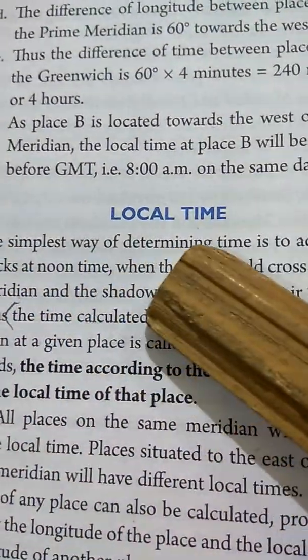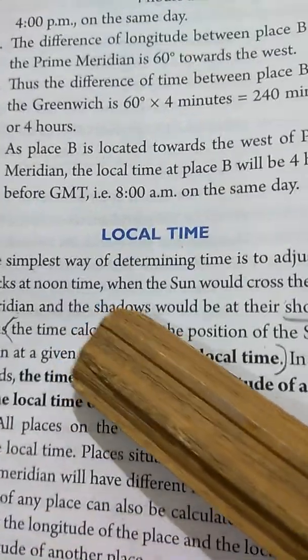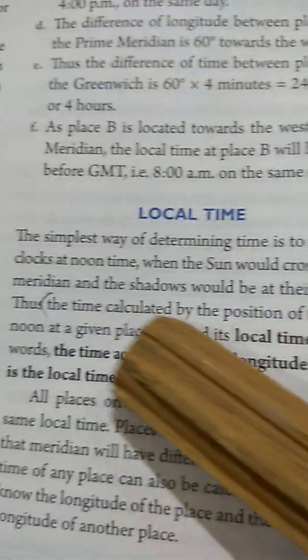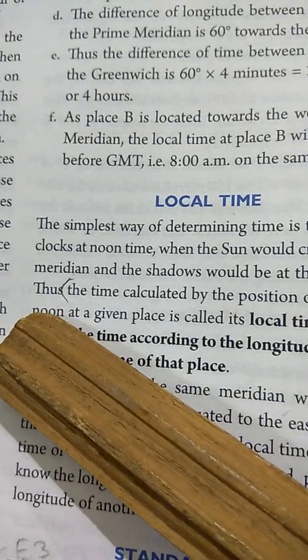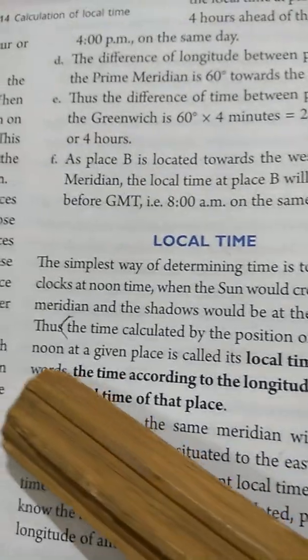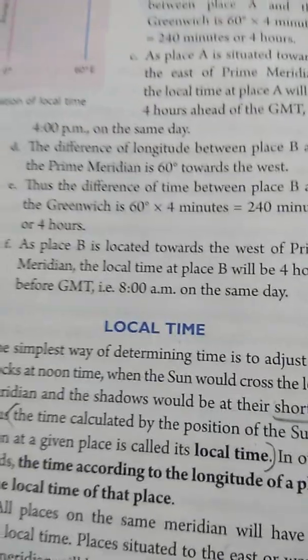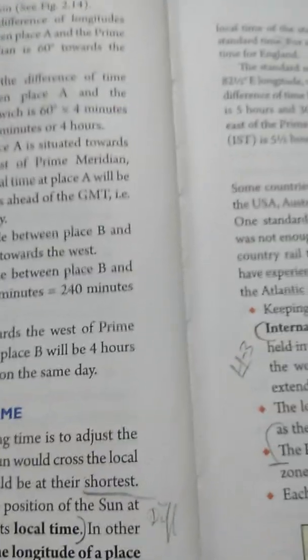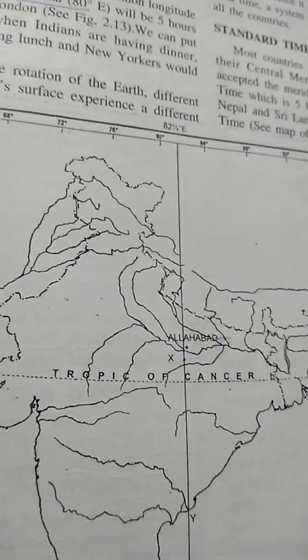The simplest way to determine the time is to adjust the clock at noon, when the sun would cross the local meridian and the shadows would be at their shortest. The time calculated by the position of the sun at noon at a given place is the local time. How can we identify the local time? It can be taken from another picture. It is for our country. How can we identify the local time?